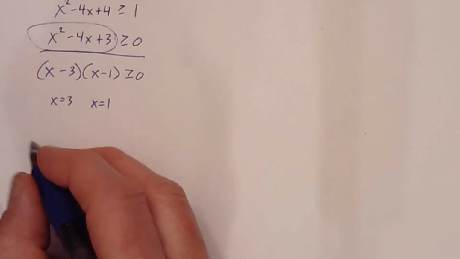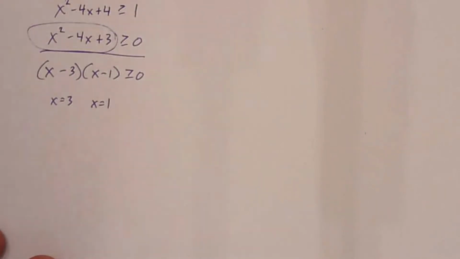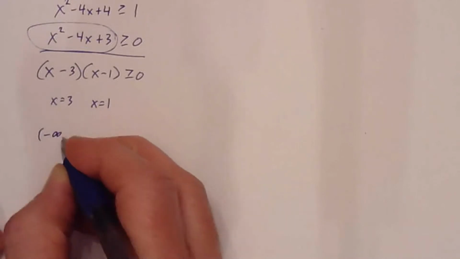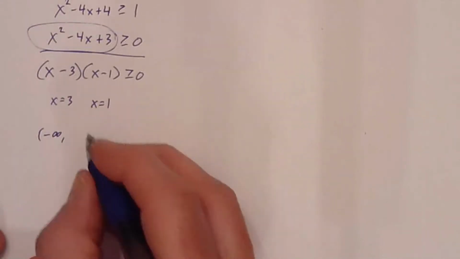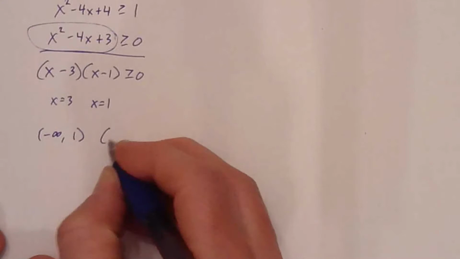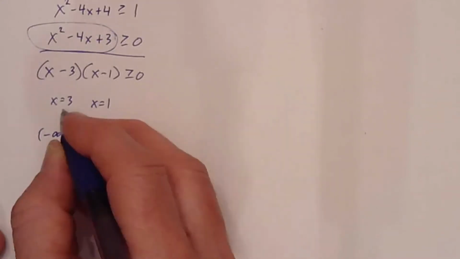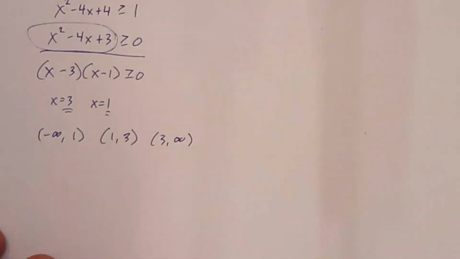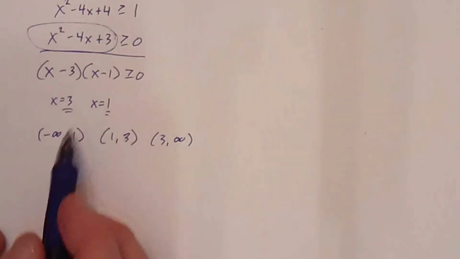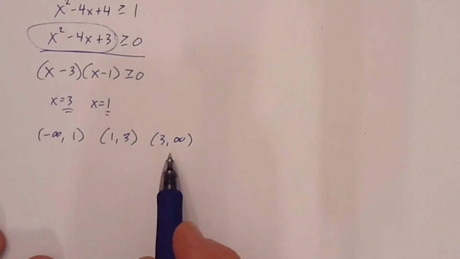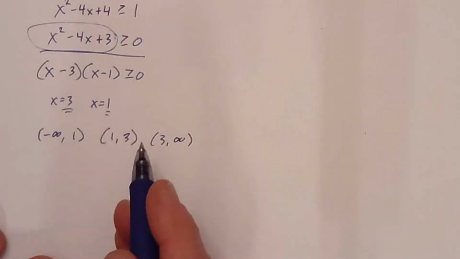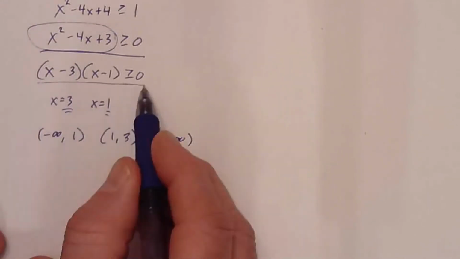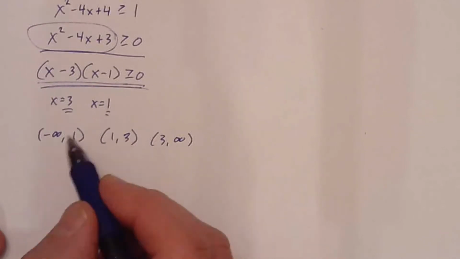So what I want to do here is come up with some test values to test what's happening in each interval. So one interval is to go all the way from negative infinity up to 1. Another interval is to go from 1 up to 3. And then finally I can go from 3 to infinity. So these two critical points divide the whole real line into 3 different sections. And so my goal is to say what's happening in each of these 3 sections.